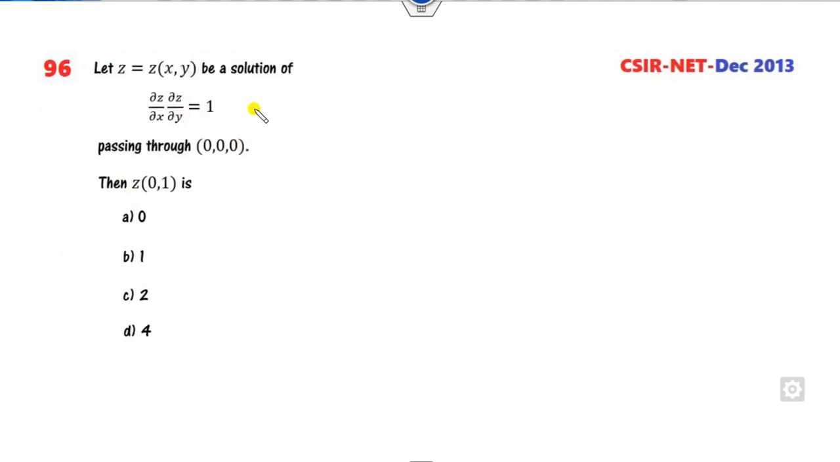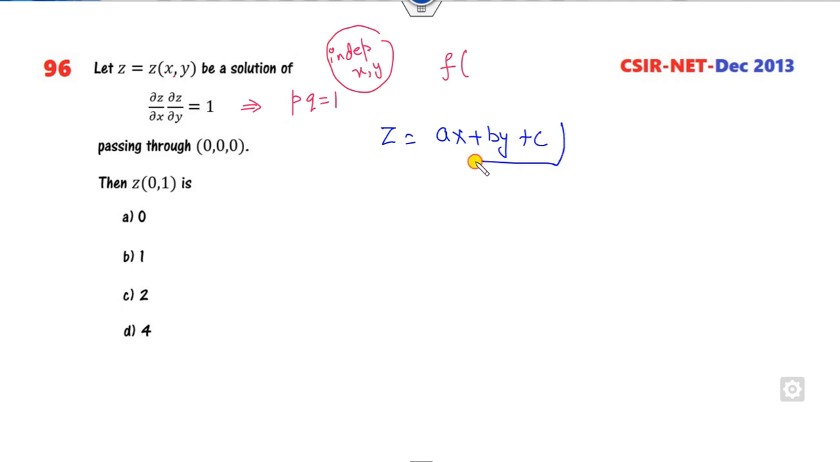Okay, now what is that? If I write in this form, this is pq is equal to 1. Whenever a partial differential equation is independent of x and y, always the solution is ax plus by plus c. Remember, whenever it is independent of x and y, the solution will be here. Now it passes through 0, 0, 0. It means c is 0. So the solution will be ax plus by.